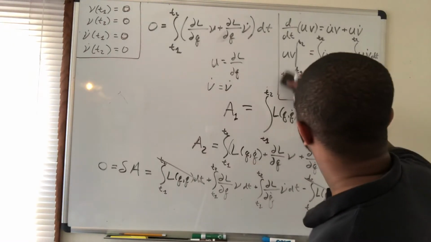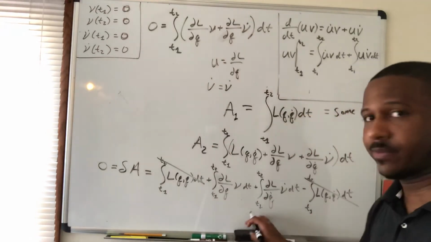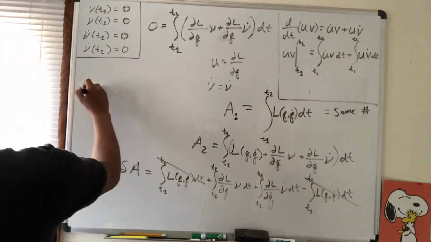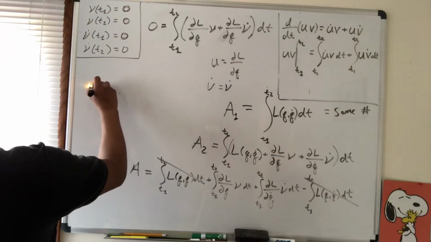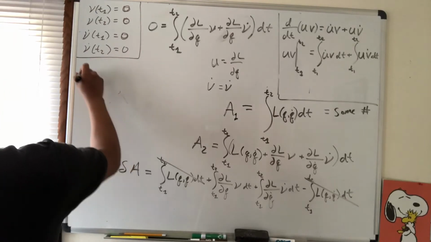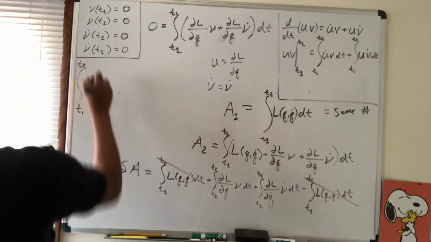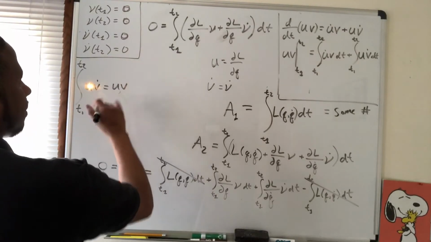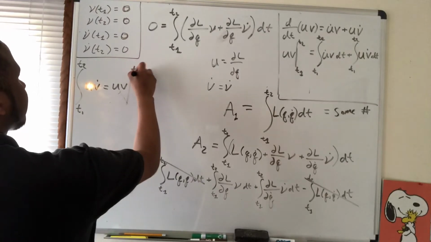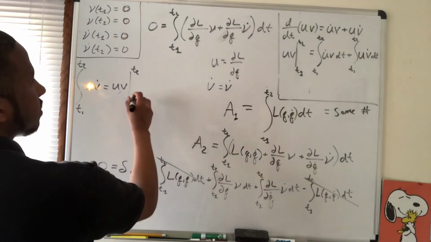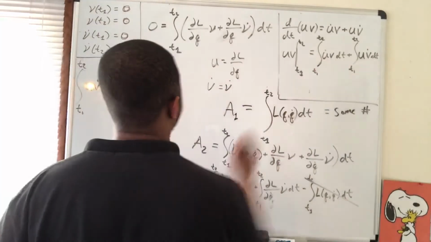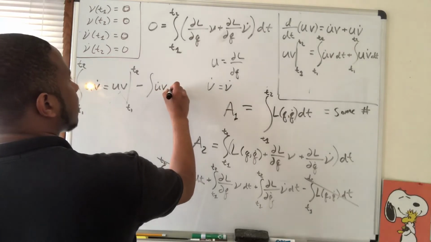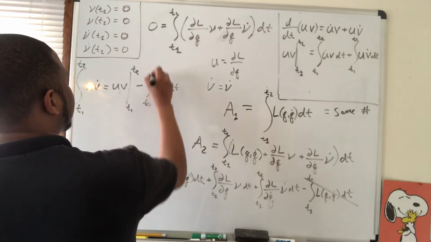I'm running out of room, so I'm going to jump over here. I think it's important for us to see this step. So I'm going to solve for the integral of U and V dot. That equals the product of U and V evaluated at the limits T1 and T2, minus the integral of U dot V dt evaluated at T1 and T2.